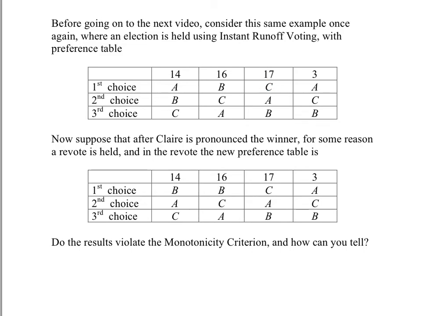And now suppose that for whatever reason there is a revote, and in the revote the new preference table is what's given here. This is not the same as in the example we did on the previous slides. This revised election number 2 preference table is a different election number 2 preference table than we'd seen before. So stare at it a little bit and see how this preference table differs from the original one, and consider, do the results violate the monotonicity criterion, and how can you tell? Please answer this before going on.